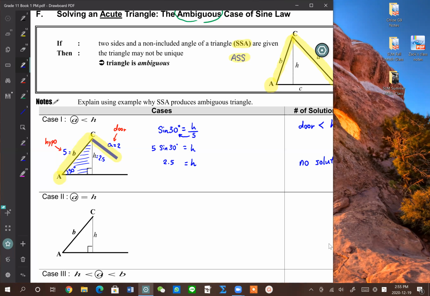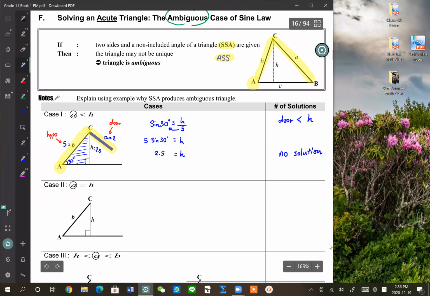Okay, so whenever you have 3 measurements, you have to check the height. Draw the picture first, right? And find the height. And if the door is shorter than height, right away you stop. You write down no solution, you move on. No solution is your answer, because you don't even get a proper triangle. A proper triangle means the 3 sides need to connect. But if you have something like this, you don't even get any triangle. So that's our case 1, when the door is less than height.